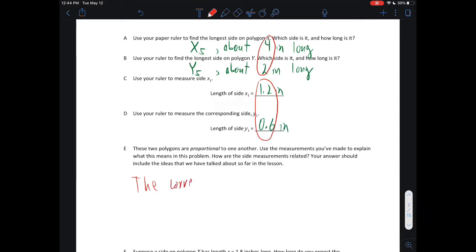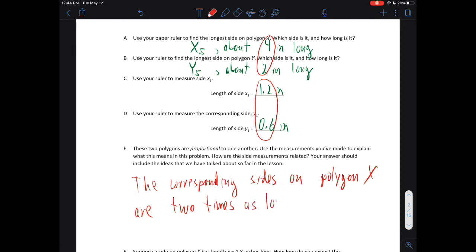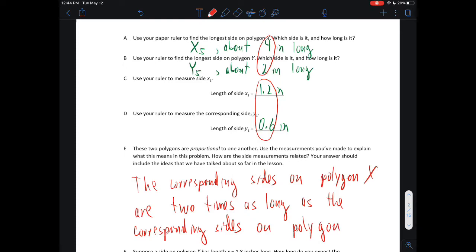The corresponding sides on polygon X are, what's the relationship here? 2 times as long as the corresponding sides on polygon Y. Because x5 is 4 inches, that's 2 times as big as y5, which is 2 inches. x1 is 1.2 inches, that's 2 times as long as y1, which is 0.6 inches.